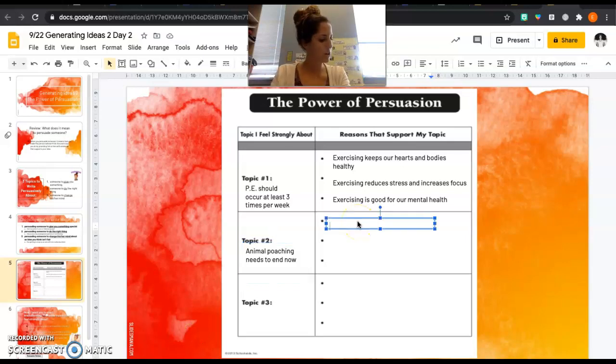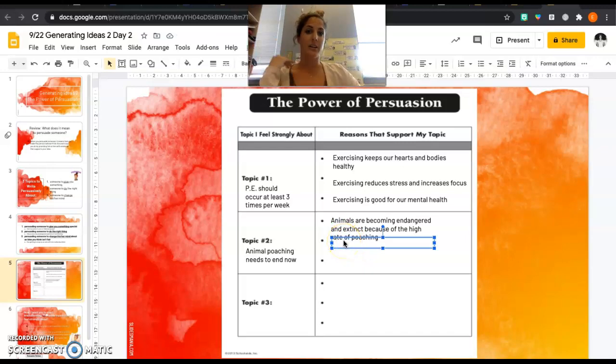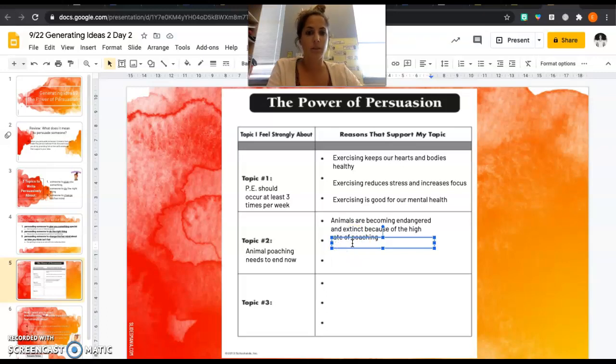All right, so my reasons are, animals are becoming endangered and extinct, even extinct or almost extinct because of the high rate of poaching. What I would add if I was actually writing my actual paper, I would add that like the black rhinos and the African elephants and this one type of zebra are actually becoming extinct. There are only 2,000 of those zebras left, and the black rhino truly will be extinct soon, and the African elephant, if poaching continues, will be extinct in 10 years. So I would have a lot of facts to support my topic.